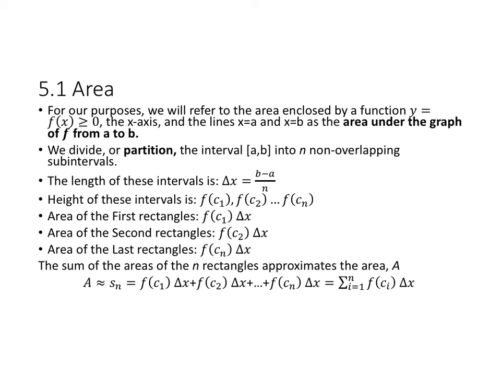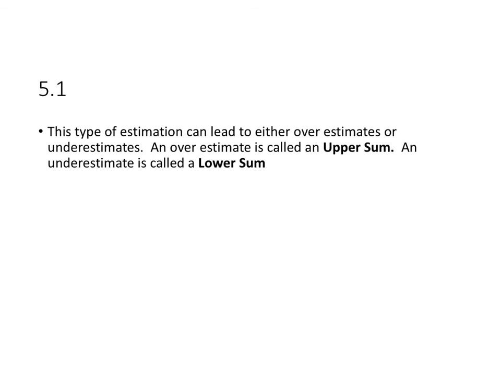And this summation symbol I'm sure you have not seen before, so let's just talk about it quickly. This says the sum from i goes from 1 to n of the function f of c of i times delta x. So the symbol just means summation, and the sum from 1 to n is how I'm going to say that. So as we saw in our previous example, we can lead to either an overestimation or an underestimation. An overestimate is called an upper sum, and an underestimate is called a lower sum.